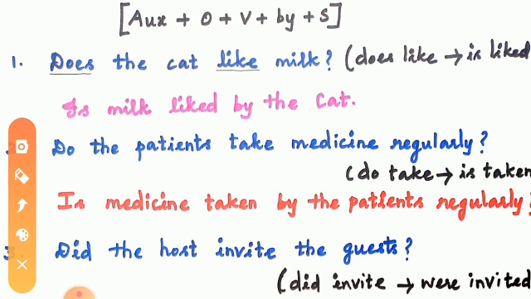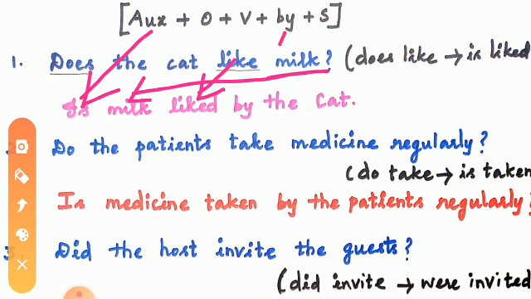Just look at the answer. As per the formula, I used is as an auxiliary verb because milk is singular here. And after that auxiliary, I used the object as the subject. And the main verb like is changed as V3. Next to that, I used the preposition by. At last, I changed the subject, the cat, as an object in the sentence. Is it clear, students?